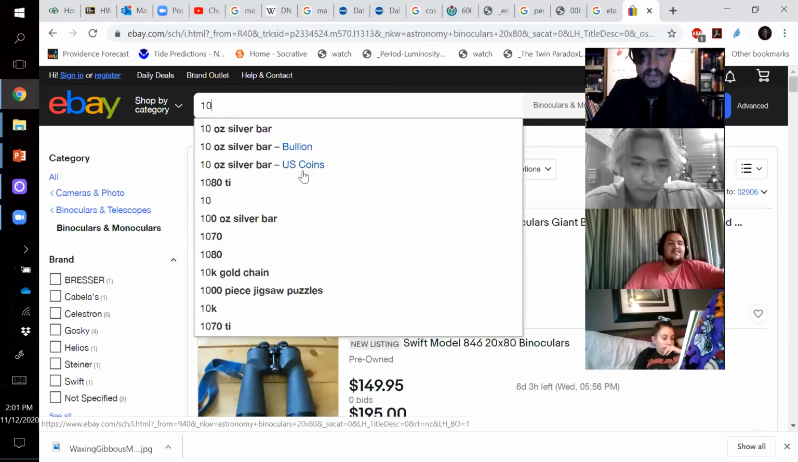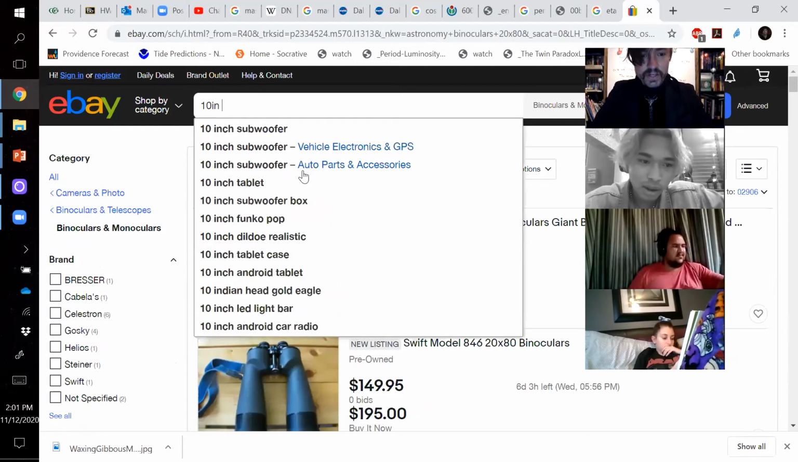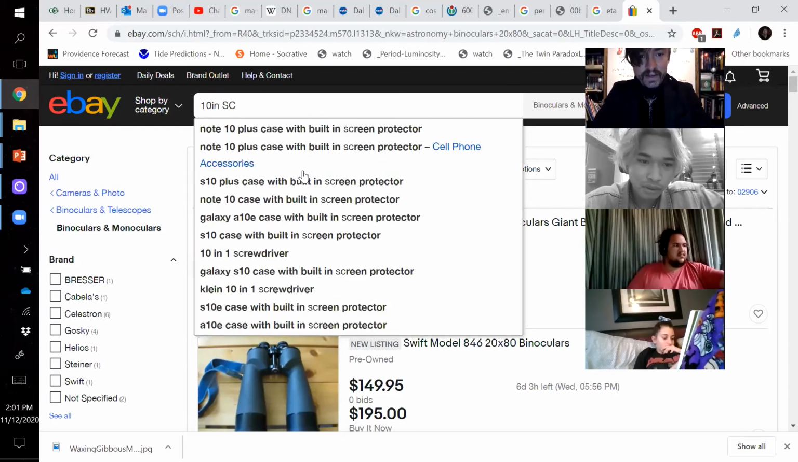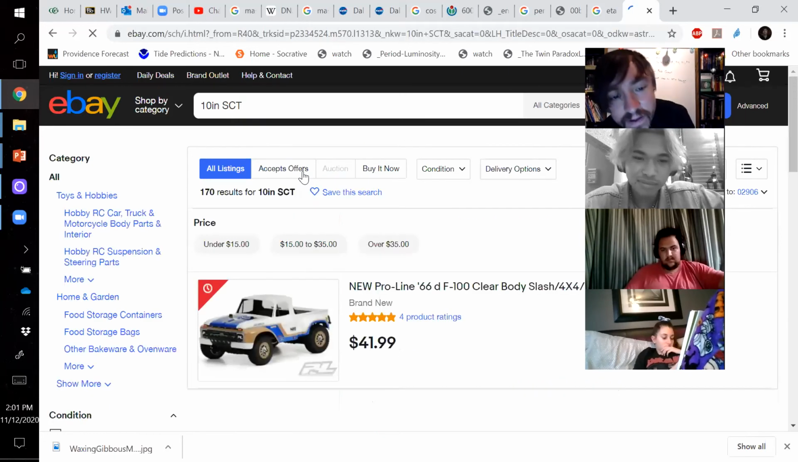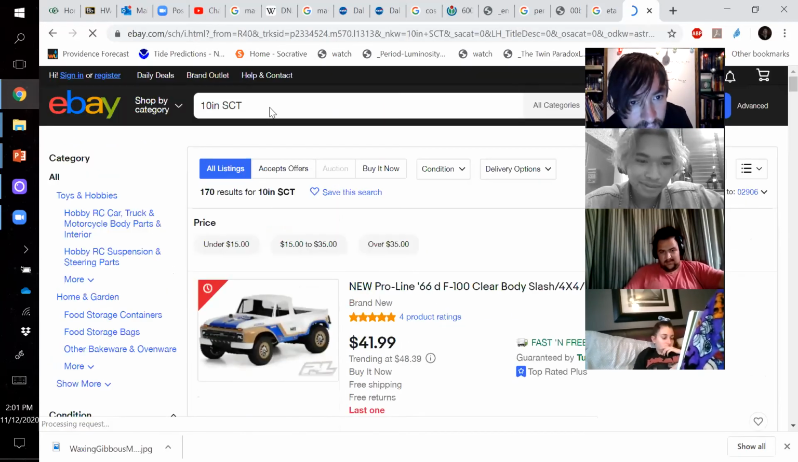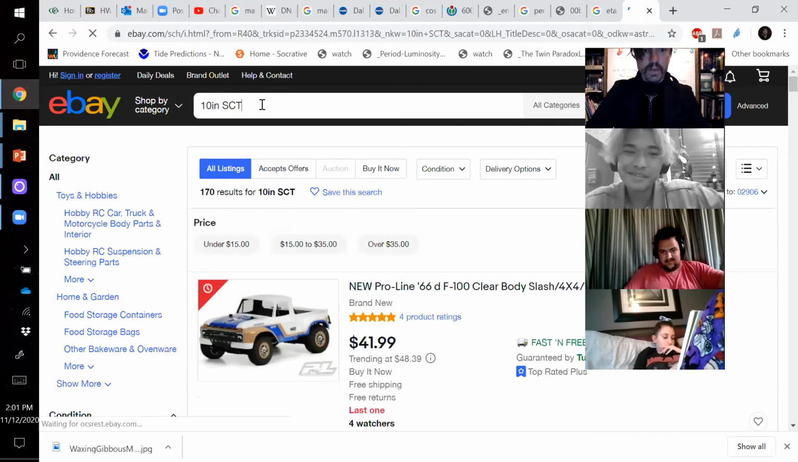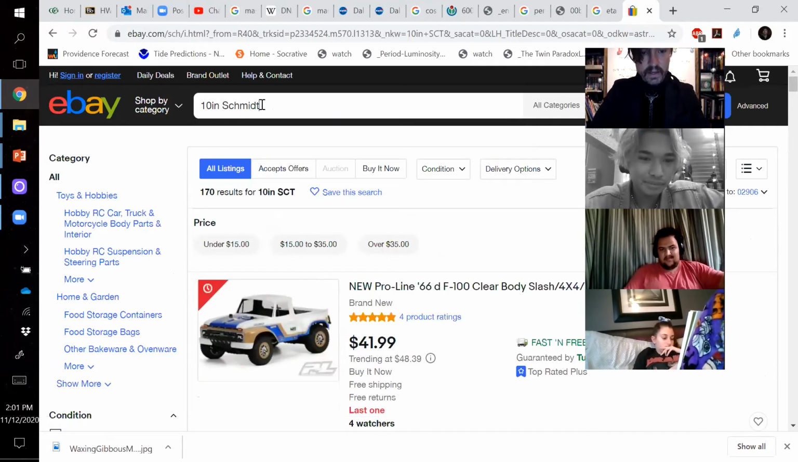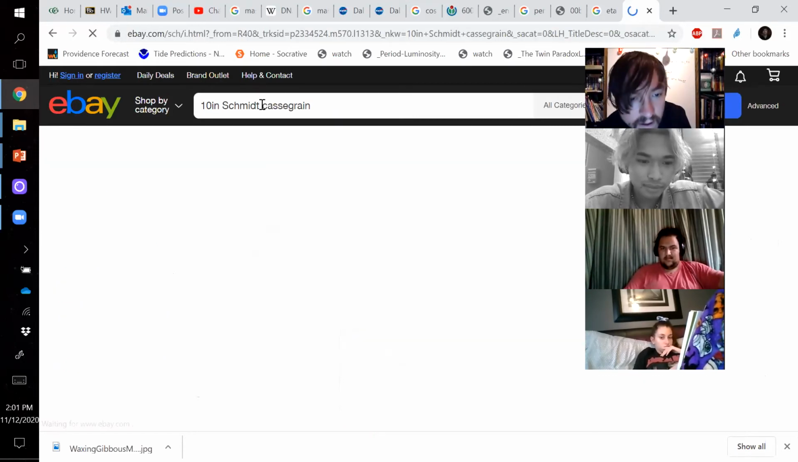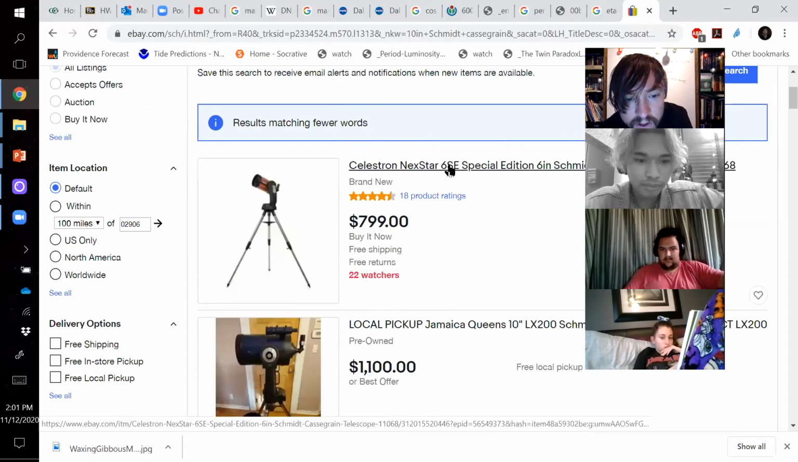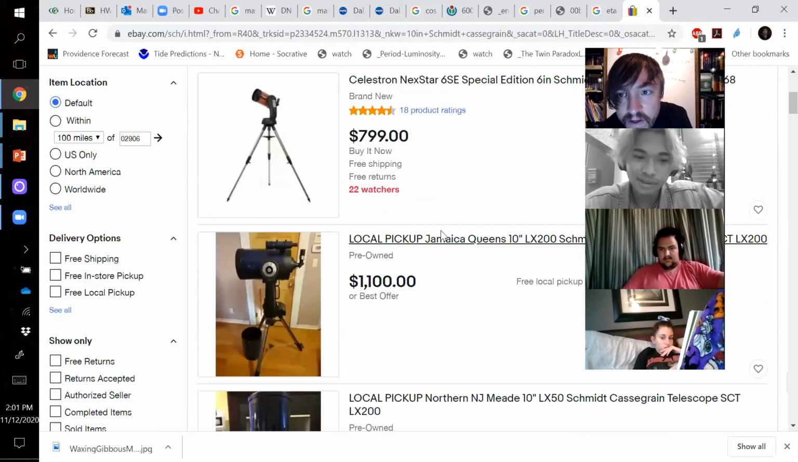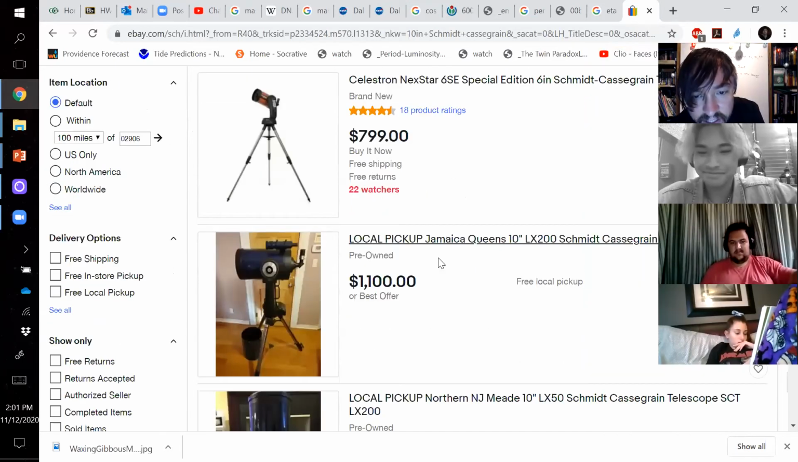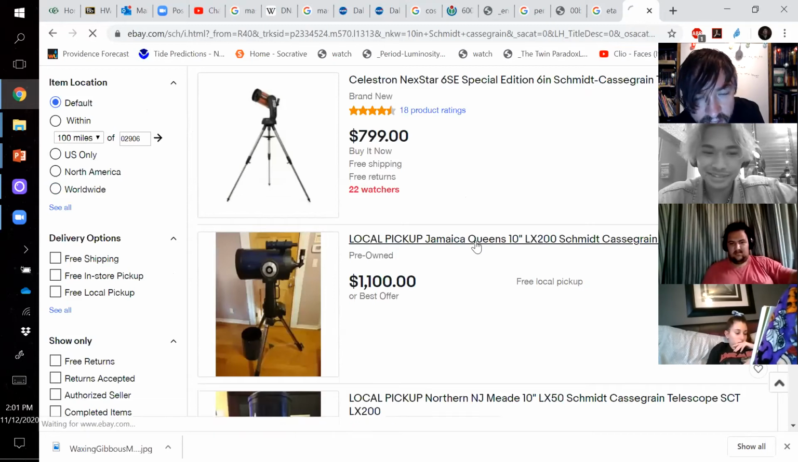What about, it would be really sick, a 10-inch Schmidt-Cassegrain telescope. Let's look. Sometimes people will sell this. That's actually a decent price for a 10-inch telescope. That's the same one that I have.